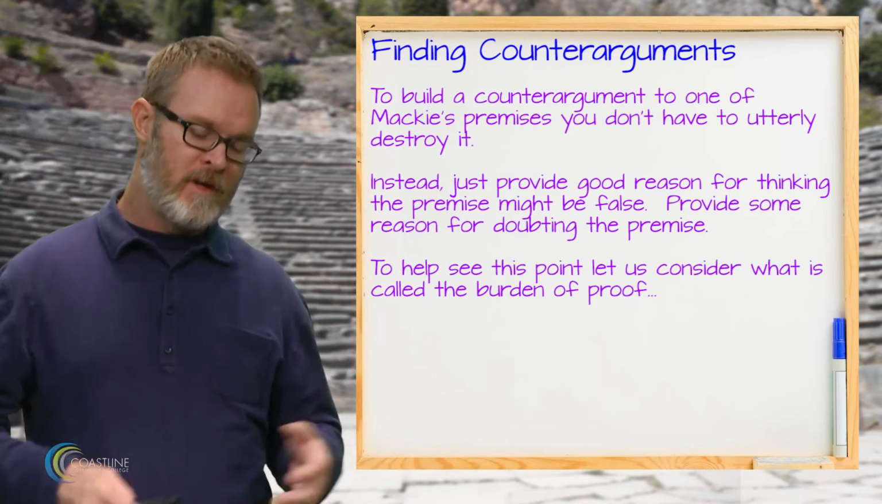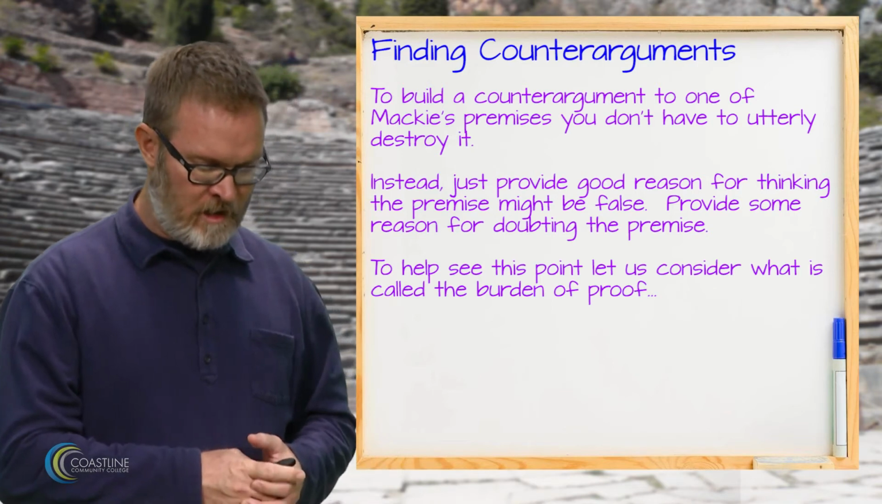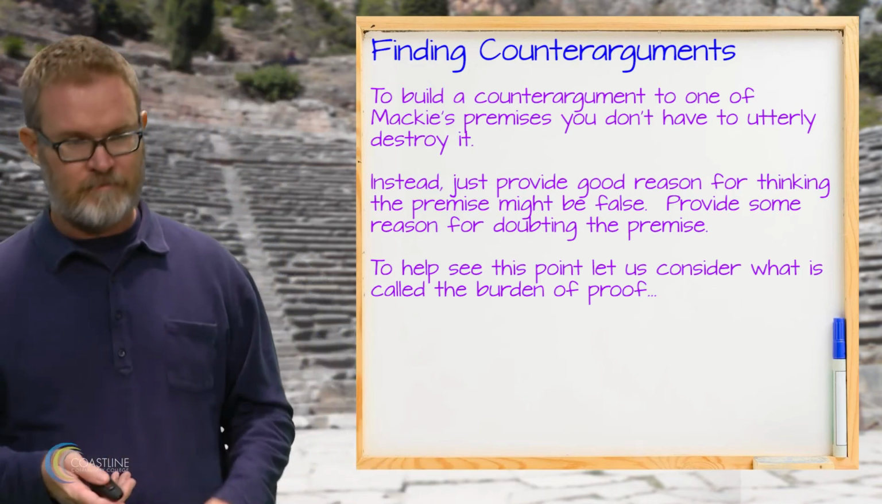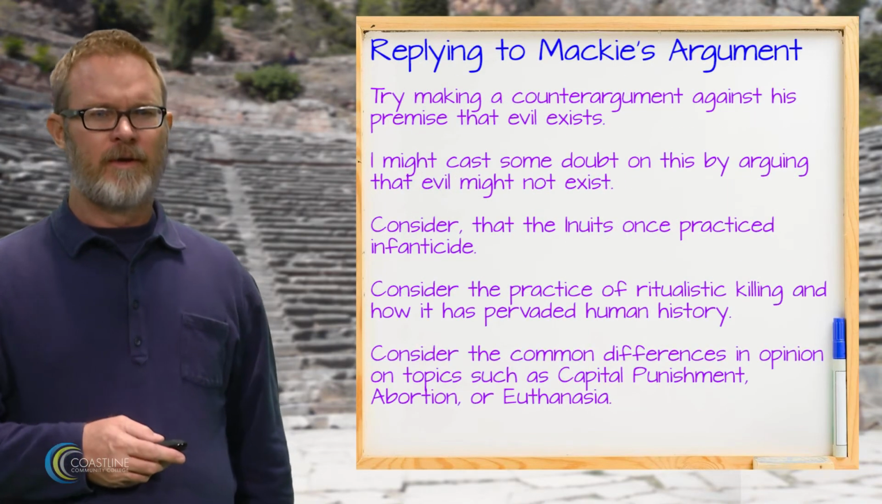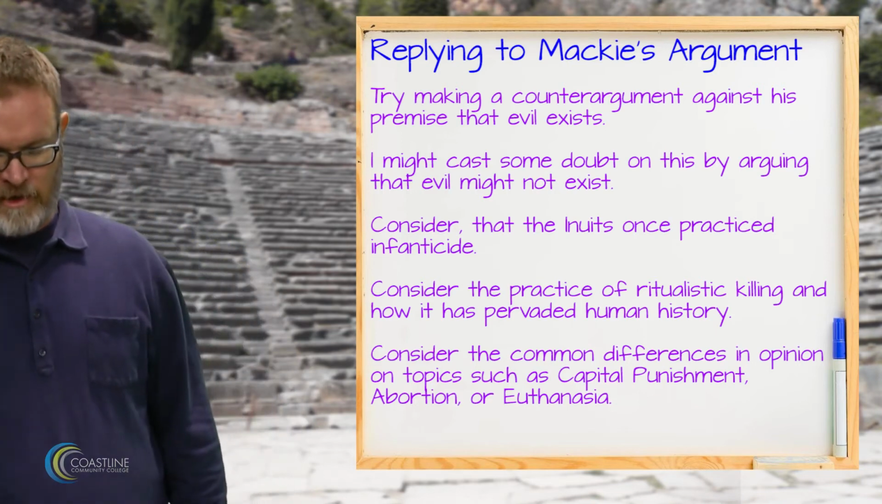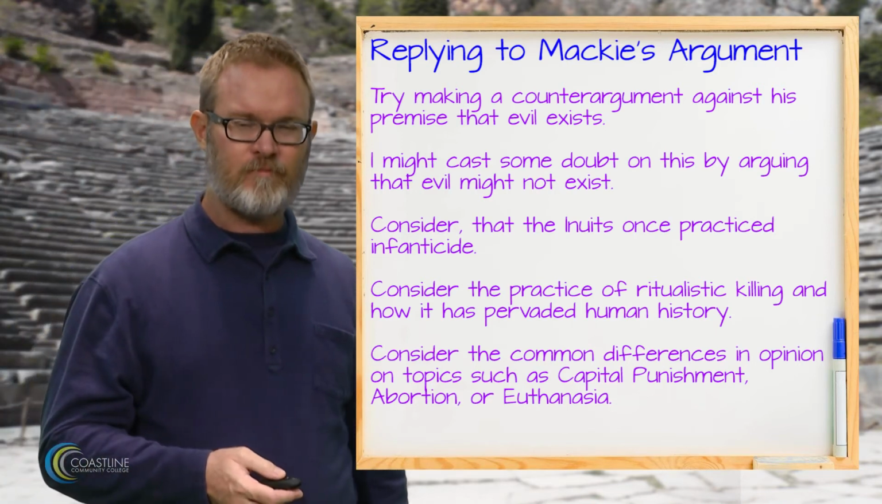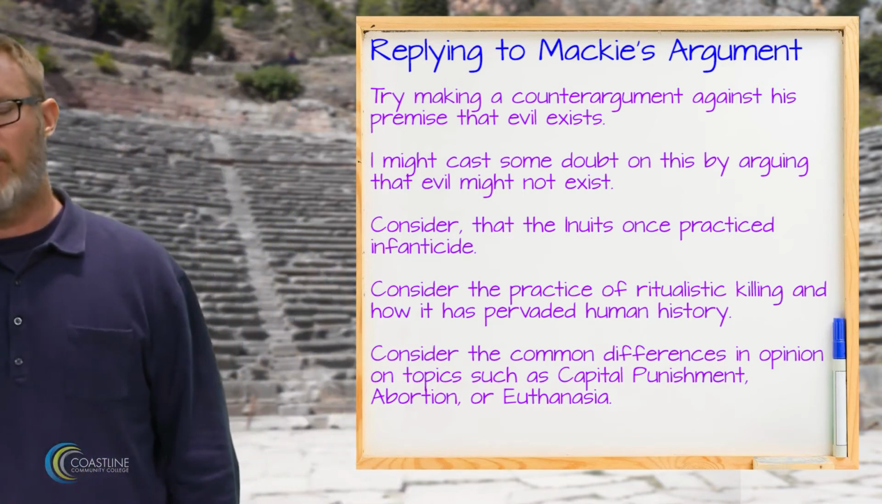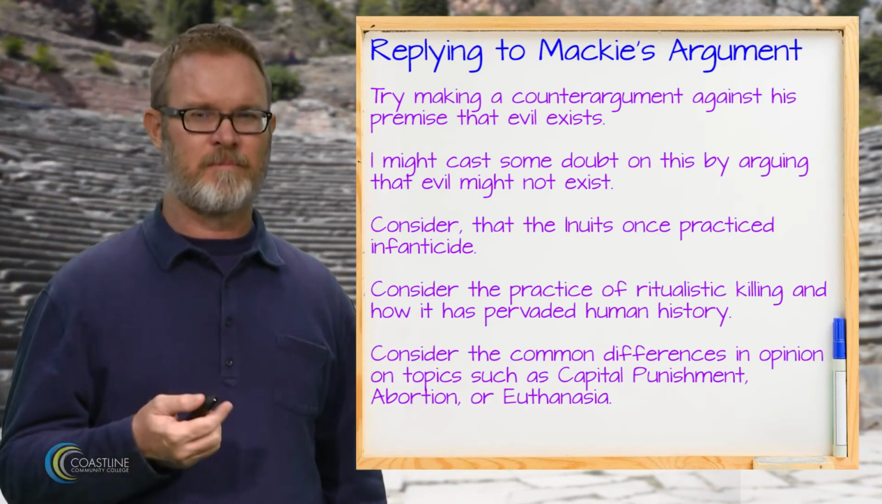Okay, so given now that we understand the idea of the burden of proof and the idea of making the counter, let's try to do it, right? So the first point I'm going to make here is about what is actually his sixth premise. The sixth premise of his argument is that evil exists.